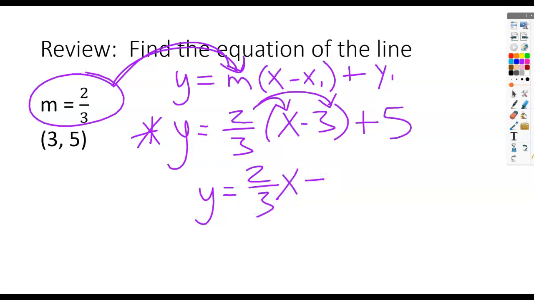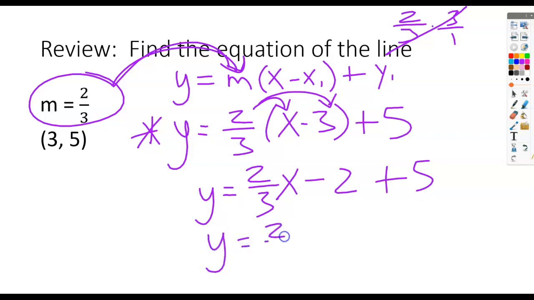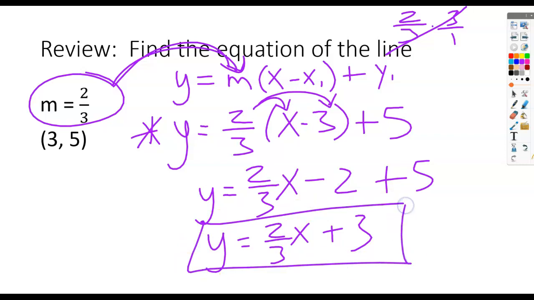Now, 2/3 times 3. How do you do that? 2/3 times 3. We'll put that 3 over 1. In this case, the 3's cancel. You're left with 2 over 1, which is 2. That worked out nicely. Unfortunately, sometimes you might end up with fractions there. That can happen. And then we're going to go ahead and combine our like terms. So -2 and 5 makes 3. So that would be the equation of a line that has a slope of 2/3 going through the point 3, 5.